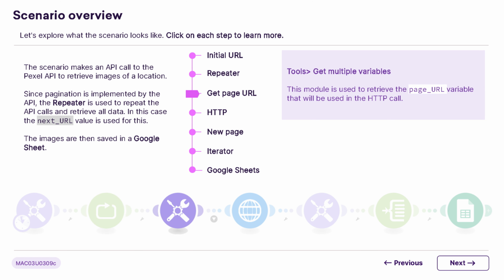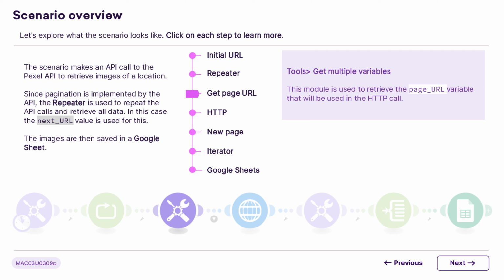Imagine you're tasked with gathering a comprehensive collection of images from a specific location. This scenario involves using the Pexels API to call and retrieve these images efficiently. Since APIs often use pagination to manage large volumes of data, we utilize a tool called a repeater. The repeater allows us to automate multiple API calls, ensuring we gather all available images by utilizing the next_URL for seamless data retrieval. After collecting the images, they are systematically saved into a Google Sheet. This organization makes it simple to manage and analyze the data later on.